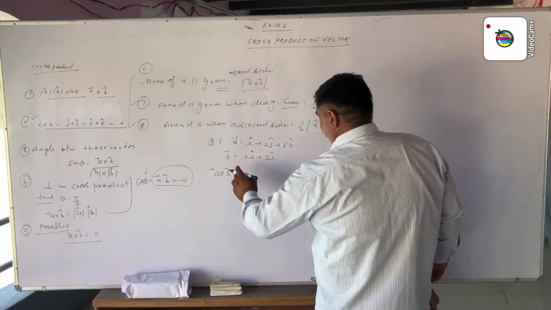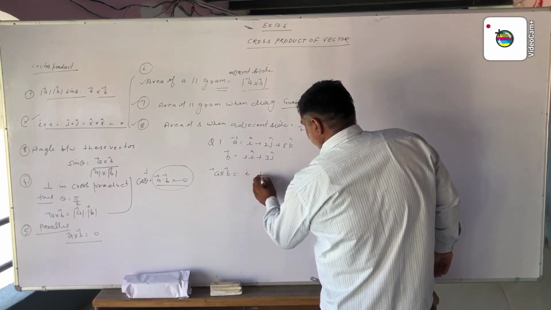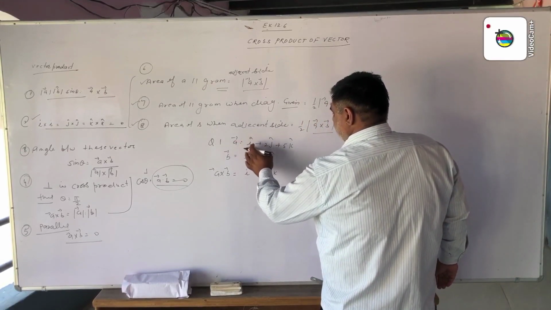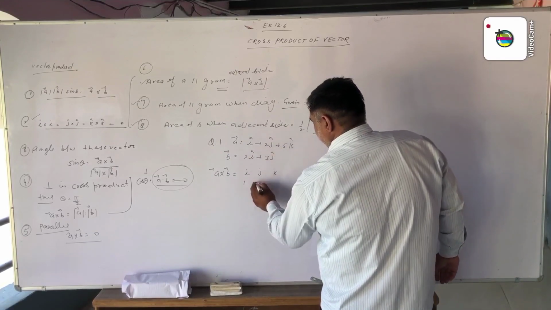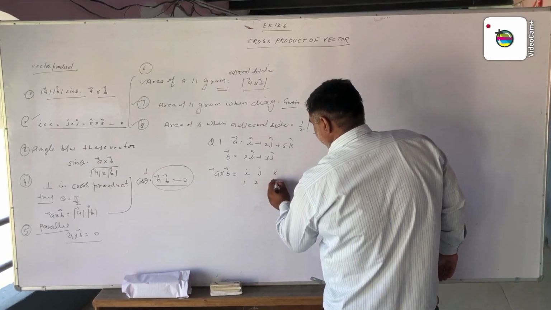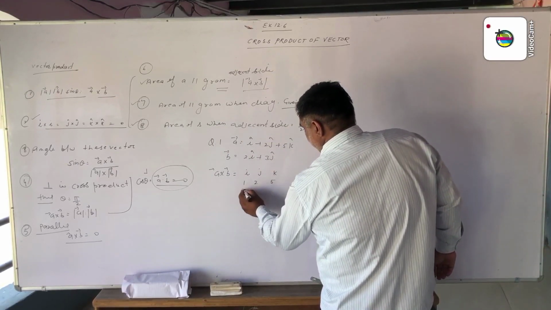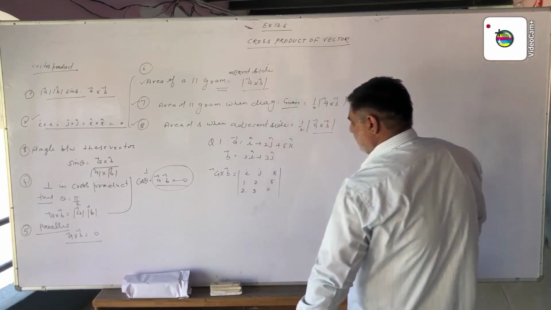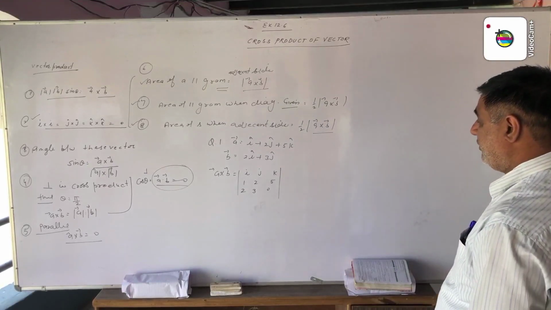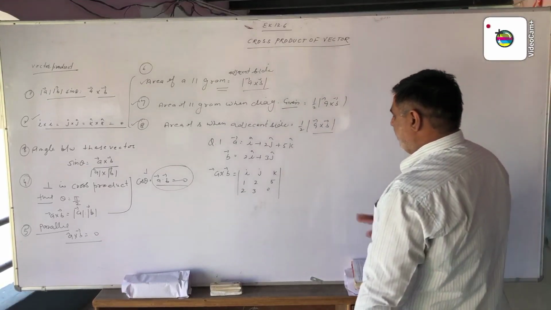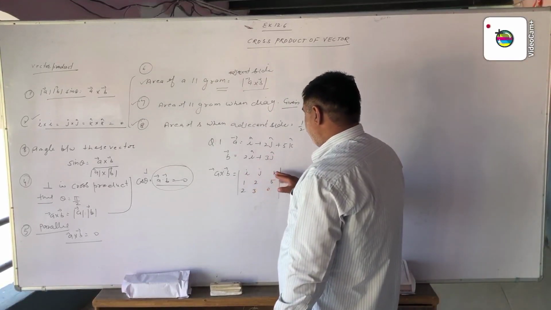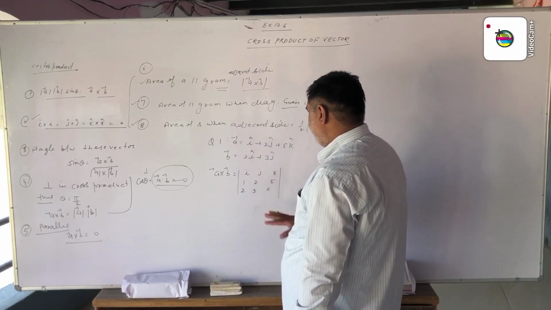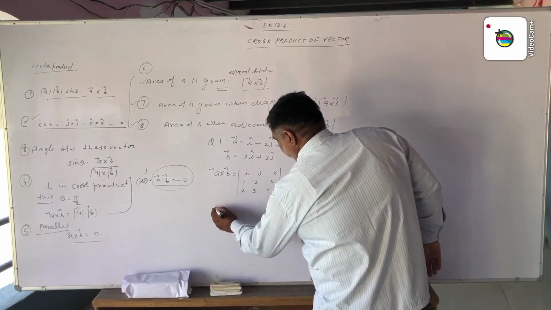First we write i, j, k. Now the components of vector A are: i is 1, j is 2, k is 5, and for vector B, i is 2, j is 3, k is 0. Now we write these. This is the method to find the determinant of a matrix. First we write i, j, k, and then the components of i, j, k in vectors A and B.